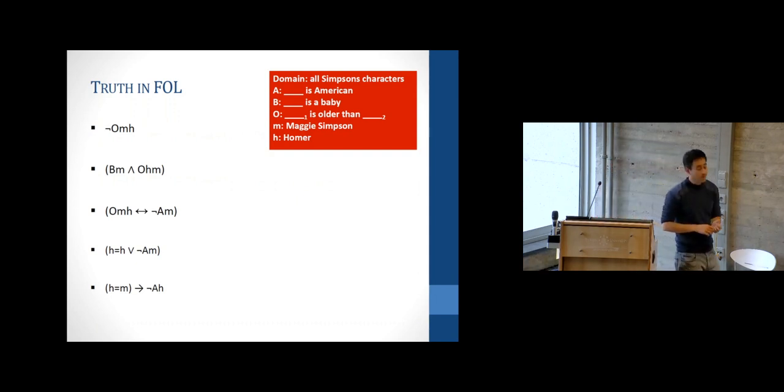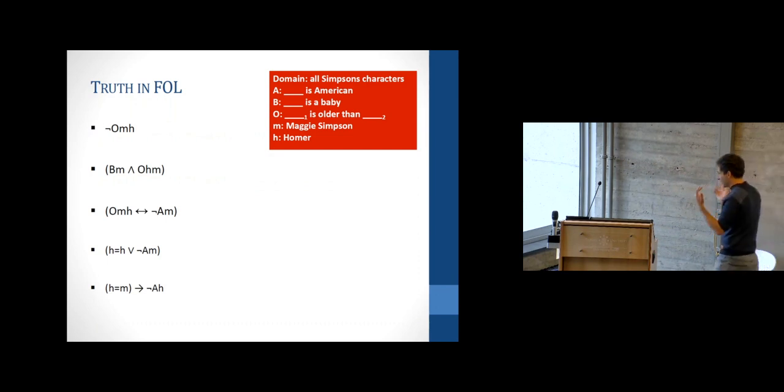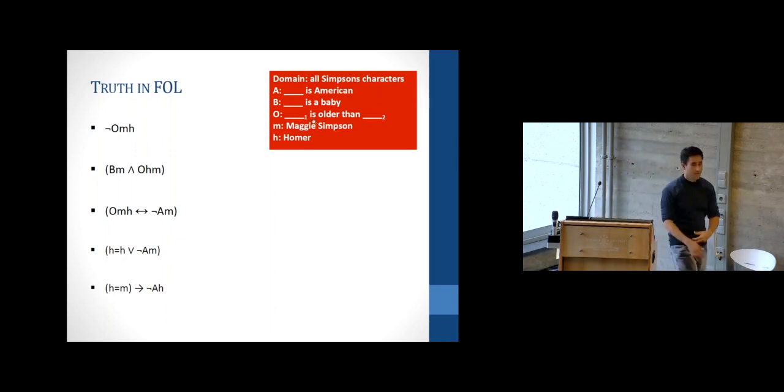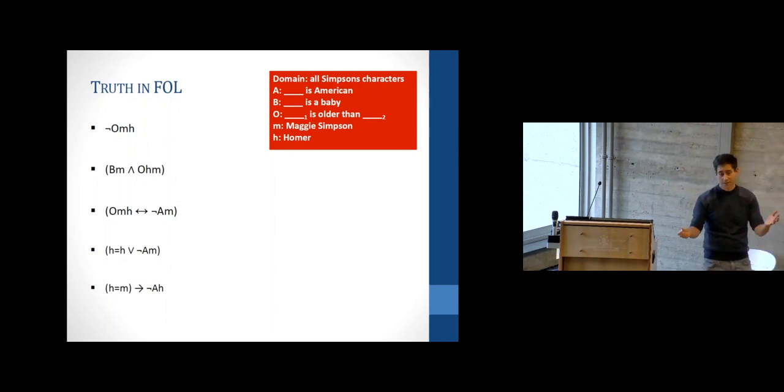Let's look at an example. In the domain now are all the Simpsons characters, all the objects in the Simpsons, and we have predicates specified indirectly. A is an American, B is a baby, O1 is older than O2, and I have two names, Maggie Simpson and Homer. Did I specify all the names for all the objects? No, right? I only have two names with many other characters.